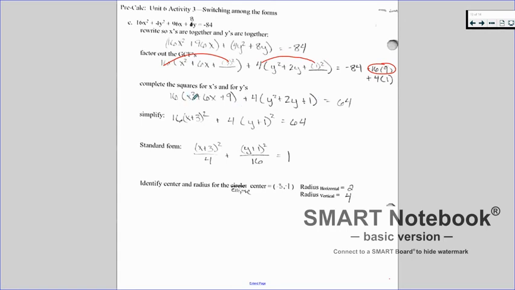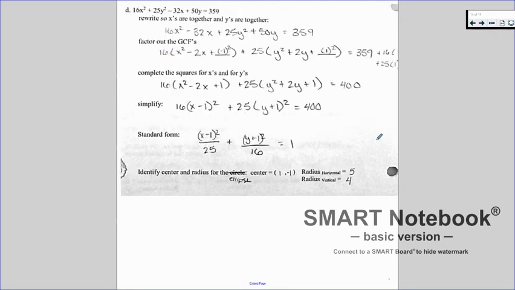All right, so x squared plus 6x plus 9, that's a perfect square trinomial. We factor that into x plus 3 squared. y squared plus 2y plus 1, perfect square trinomial. Get y plus 1 squared. Combine this on the right-hand side, we get 64. Divide everything by 64. And we simplify. 16 over 64 is 1 over 4. 4 over 64 is 1 over 16. 64 over 64 is 1. Grab the center. Negative 3, negative 1. Horizontal radius is 2. Vertical radius is 4.